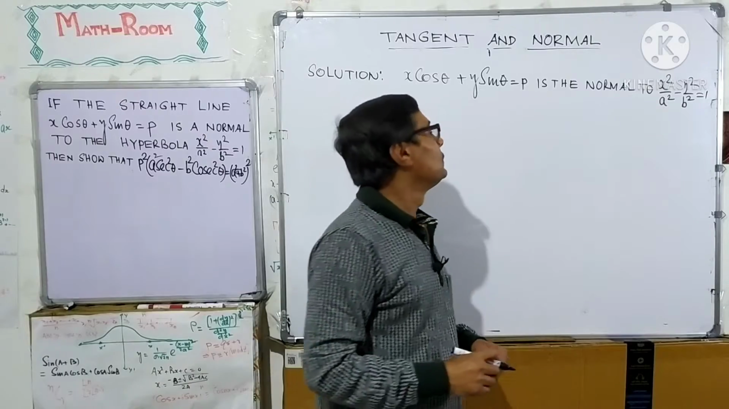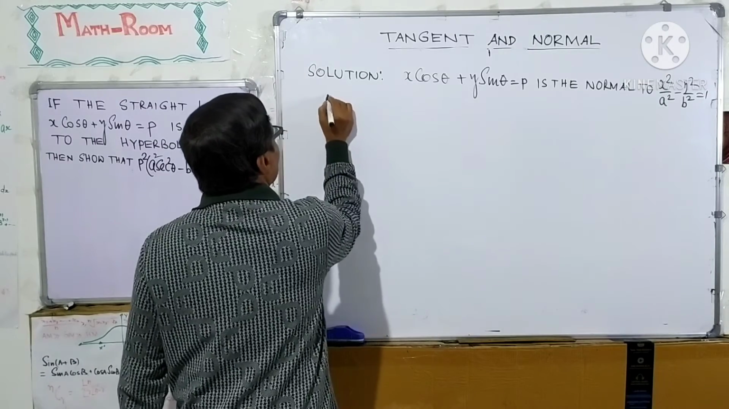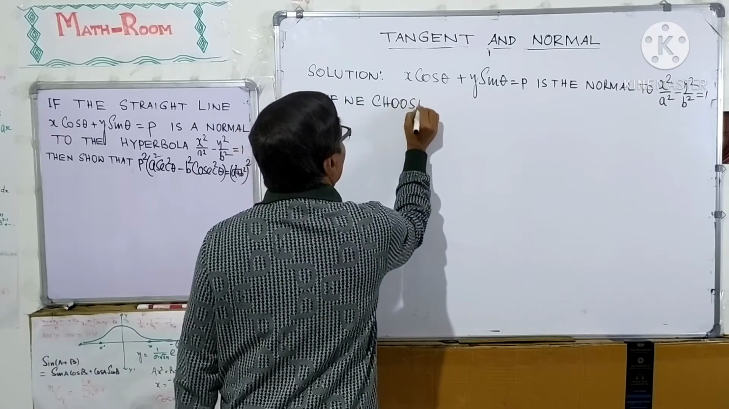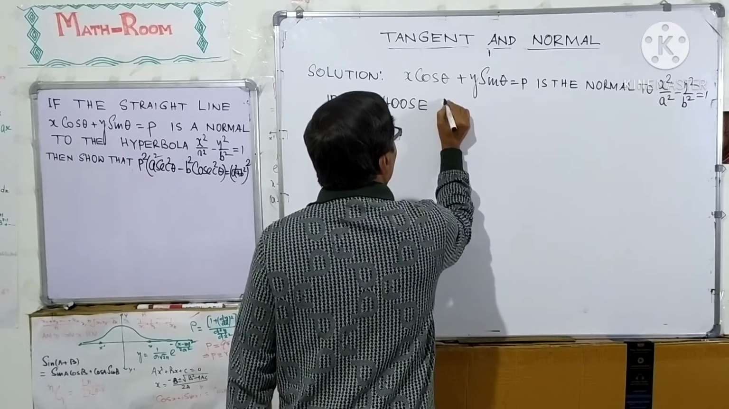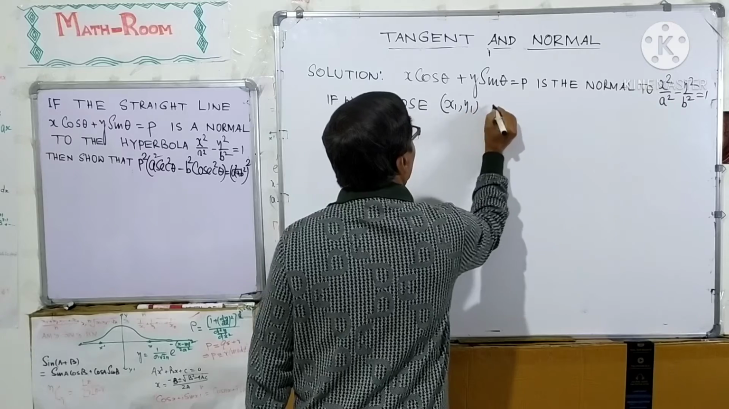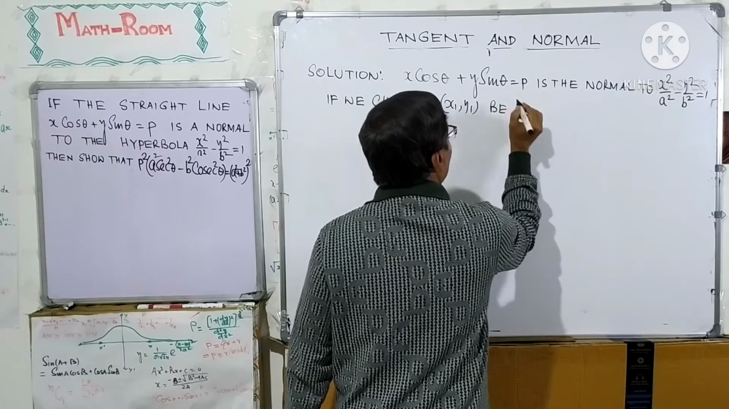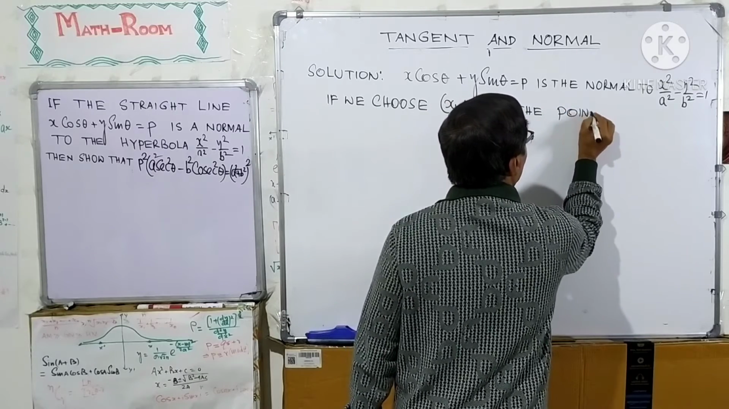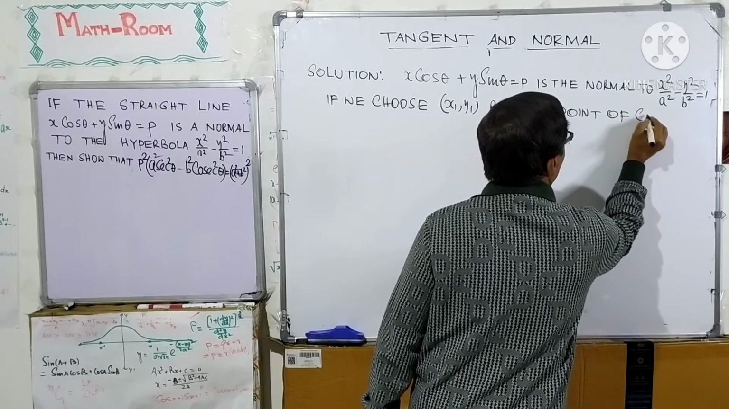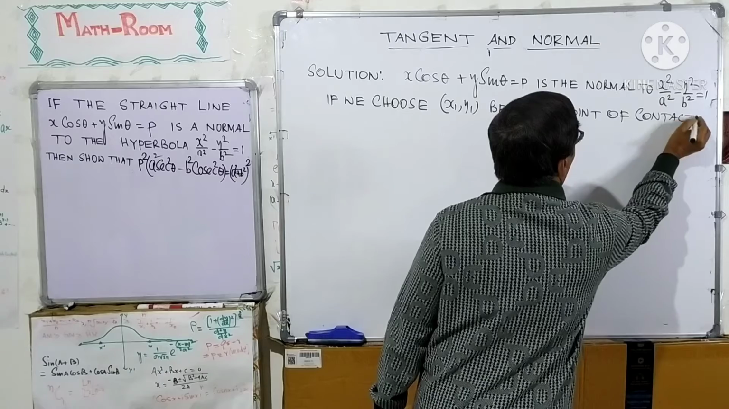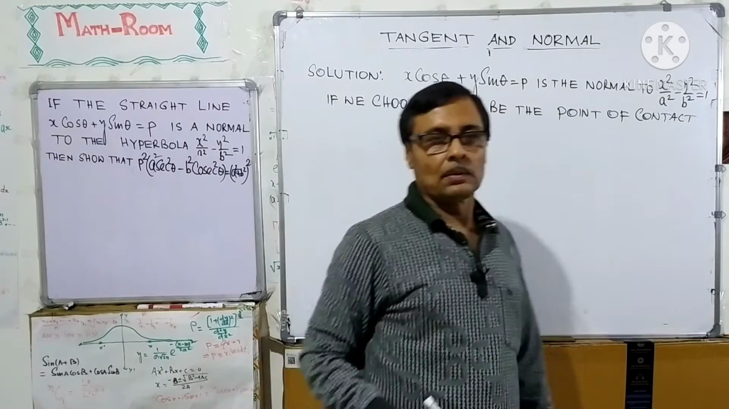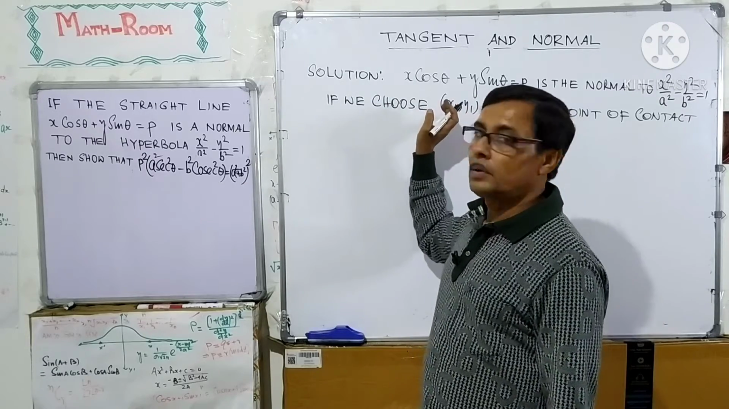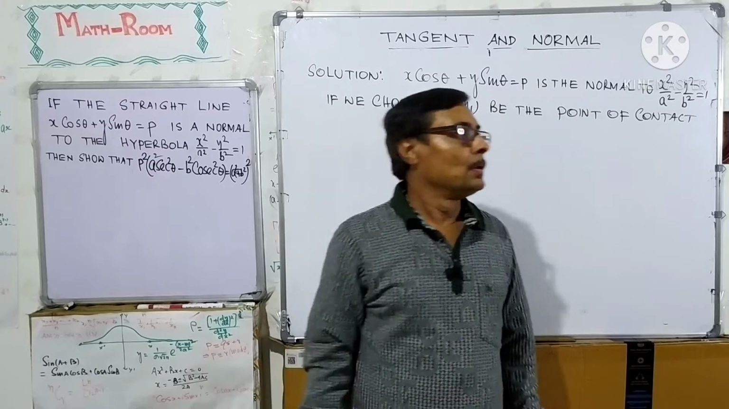Now, if we choose x1 y1 to be the point of contact at which the tangent is drawn. This is the point of contact and the coordinate of the point of contact is chosen as x1 y1.